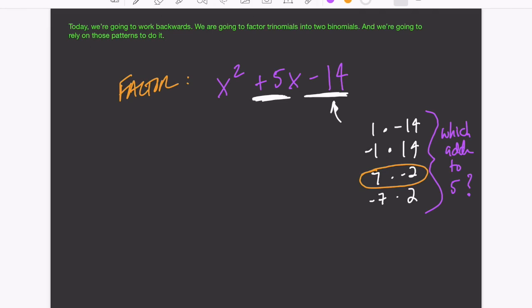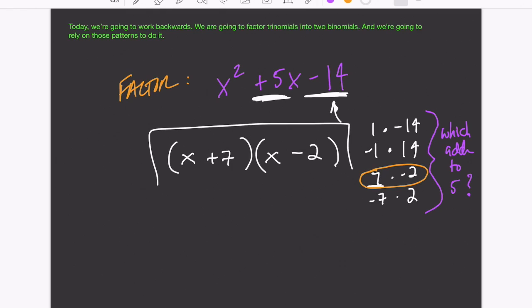So now all I do is I'm going to just write my little parentheses. I know each started with an x, right? Because that's how I got my x squared. And then I'm just going to plug in the 7, it's positive, so I'm going to put plus 7, and I'm going to put negative 2. And so this is your answer. Those are the factors, right? That's one, and that's the other factor, that if we multiply them together, we'll get this trinomial.